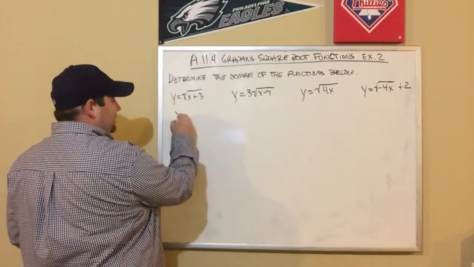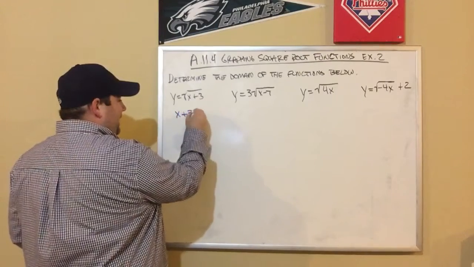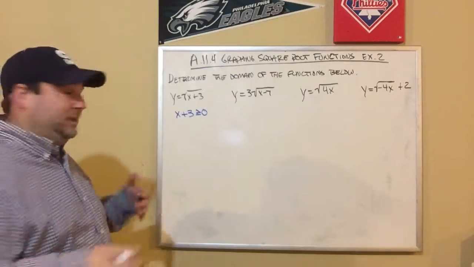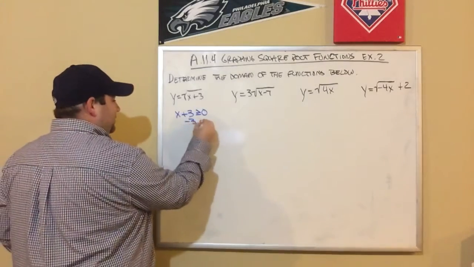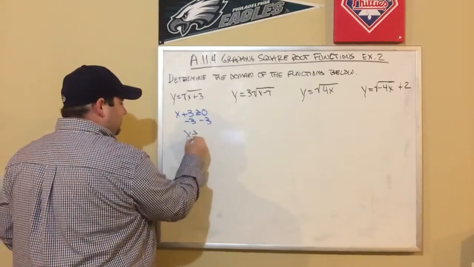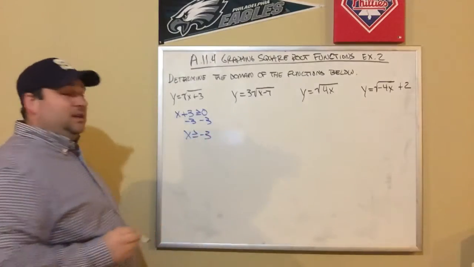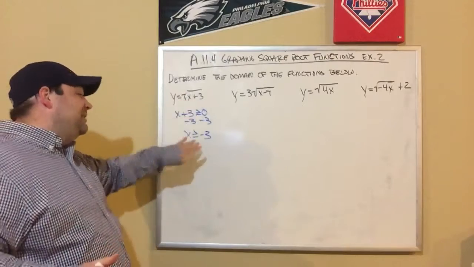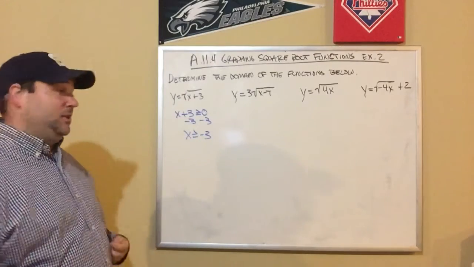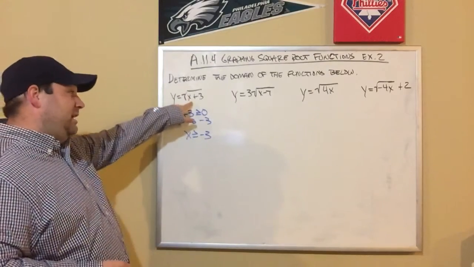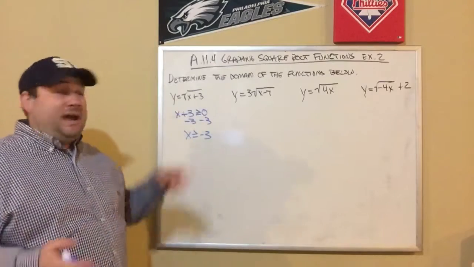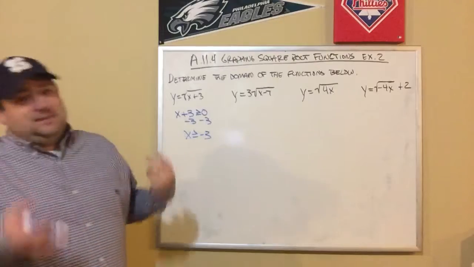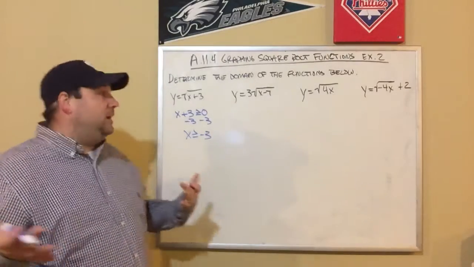So I take x plus 3 and I make it greater than or equal to 0. And now I just solve this inequality. Pretty basic. I just subtract 3 and I get x is greater than or equal to -3. So this is telling me that I can plug in every x coordinate that is greater than or equal to -3. For example, I plug in -3, -3 plus 3 is 0, I can take the square root of 0. If I plug in 5, 5 plus 3 is 8, I can take the square root of 8. It's going to be a decimal, but I could do it.